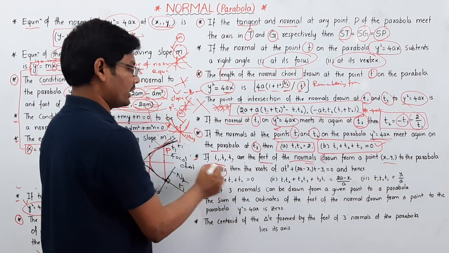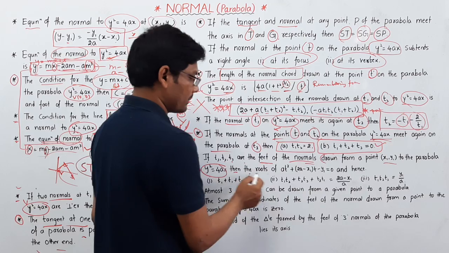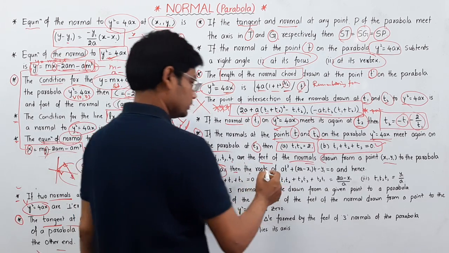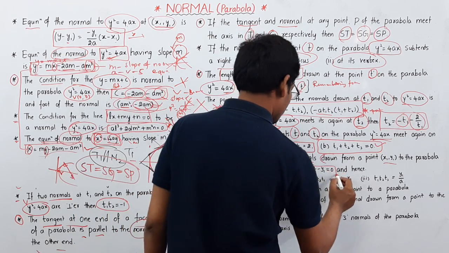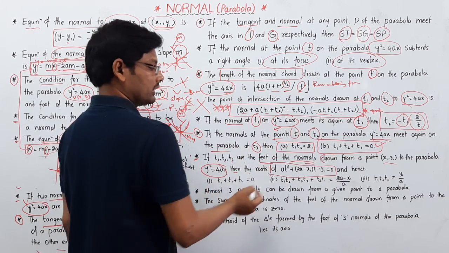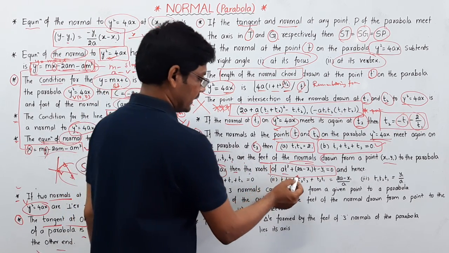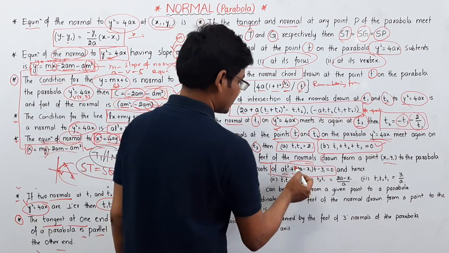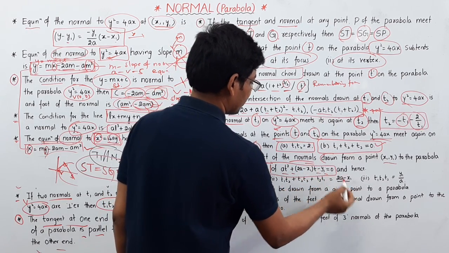y square is equal to 4ax is the standard form of a parabola. Then the roots: this is the condition for the feet of the perpendicular to a normal. The three feet of the perpendicular satisfy at cube plus or minus 2a x1 into t minus y1 is equal to 0.